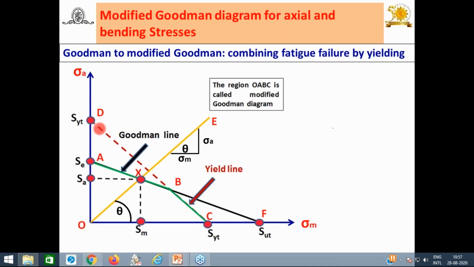Again, the magnitude of SYT on x and y remains the same. That means the angle here is 45 degrees. You know very well, angle 45, 45, this is 90. Try to understand the geometry. Then second, what you have to do: locate SC on the y-axis, locate SYT here.